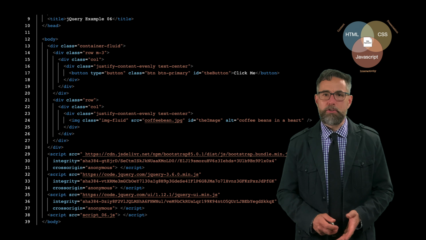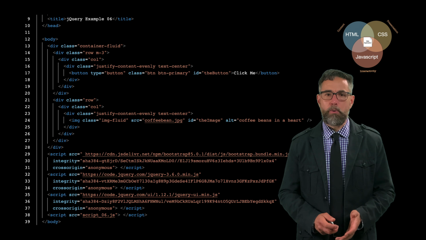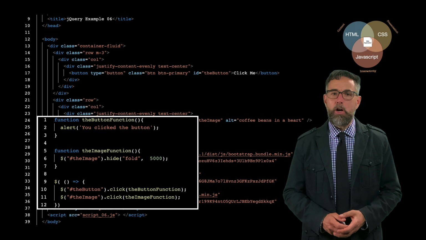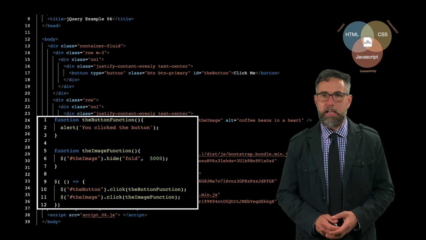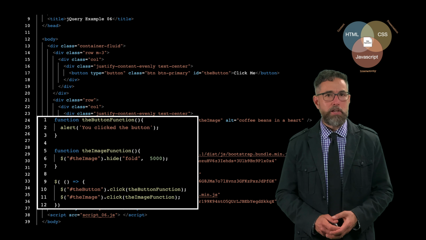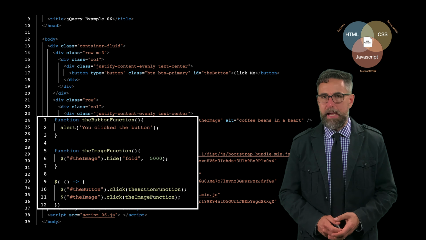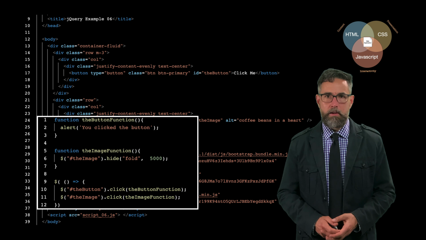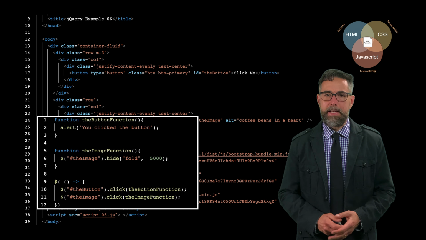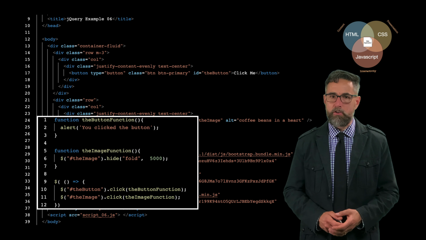We're loading up our Bootstrap code, our jQuery code, our jQuery UI code, and then the code for this particular example. The code for this particular example does 2 things when the document is done loading. It's attaching functions not just to the button, but it's also attaching a function to the image. The function that attaches to the button is called the button function, and the function that attaches to the image is called the image function.